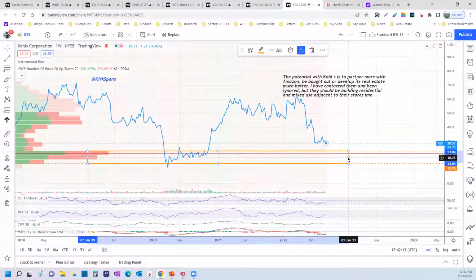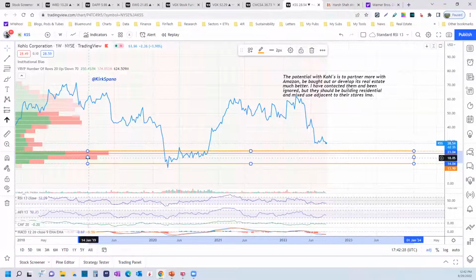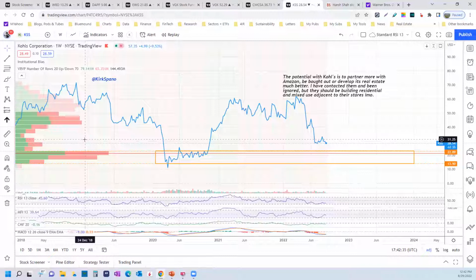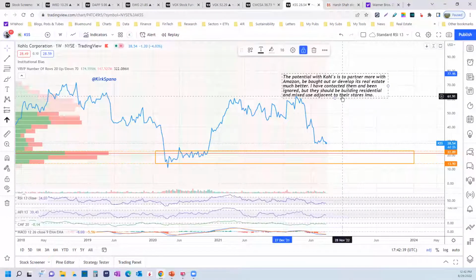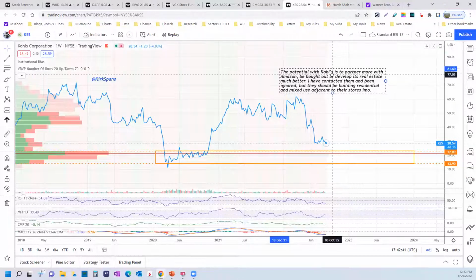And why do we like the Kohl's story all of a sudden? Anybody remember? It's because of the real estate, right? A couple people knew that. So here's the thing with Kohl's. And again, I understand that I say a lot of things about a lot of companies. And it's because I spend a lot of freaking time reading about them.